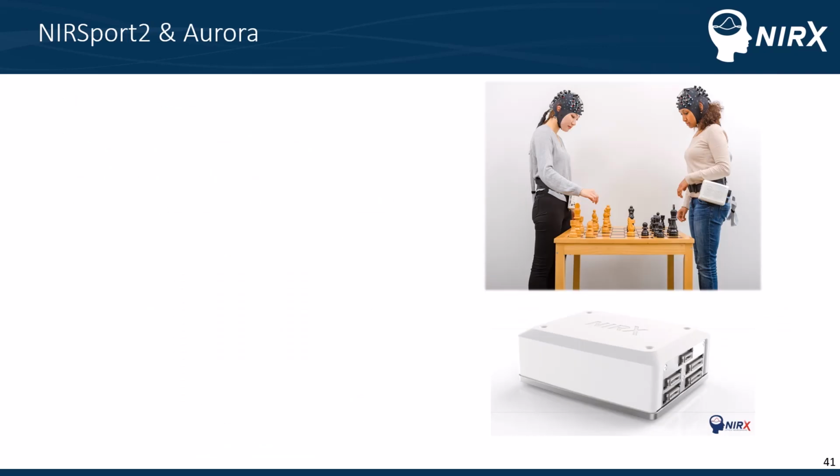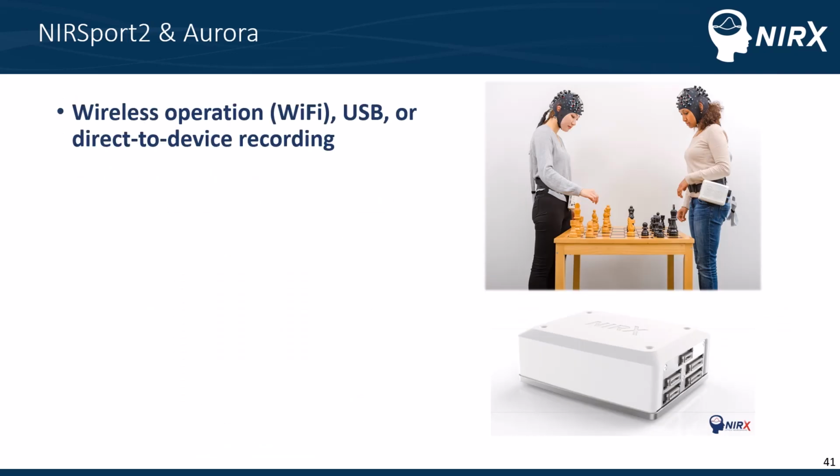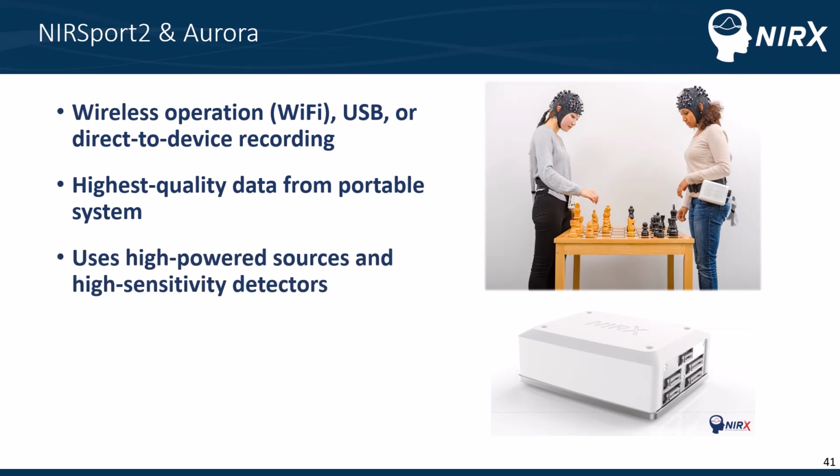Okay, the NIRSport 2 and Aurora. The NIRSport 2 is our mobile imaging system. It allows for wireless operation, or operation via USB or direct-to-device recording. So there's a lot of flexibility in terms of connection with the data acquisition computer, if any at all. It's the highest quality data from a portable system on the market. We feel very comfortable saying that.